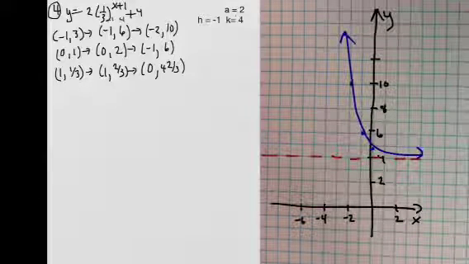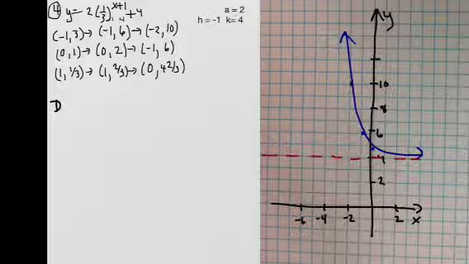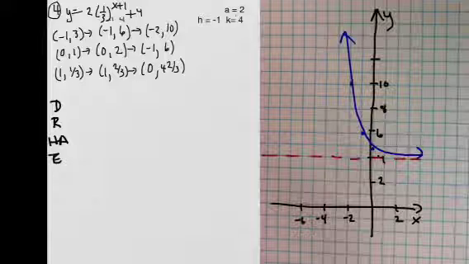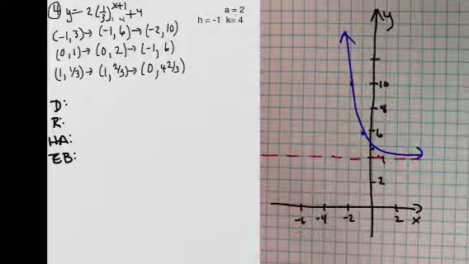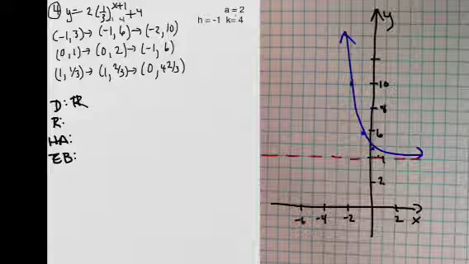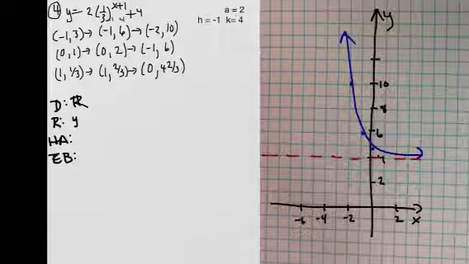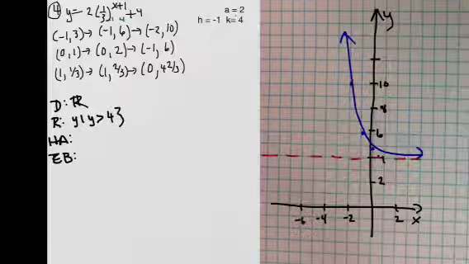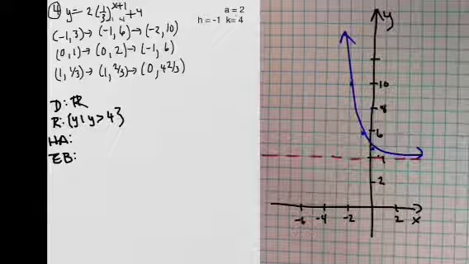So now we're going to answer domain, range, horizontal asymptote, and I'll put EB for end behaviors. Okay? So domain, again, all reals. Range, the y values are all above the line y equals 4, right? So you're going to say all y such that y is greater than 4. Horizontal asymptote, y equals 4.